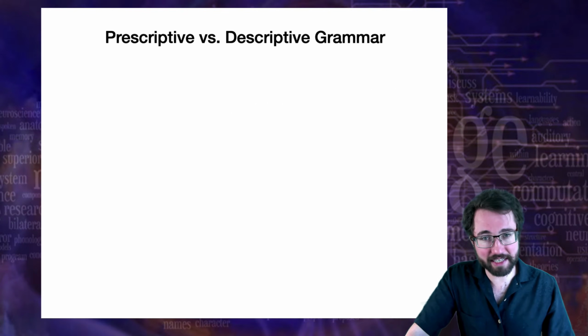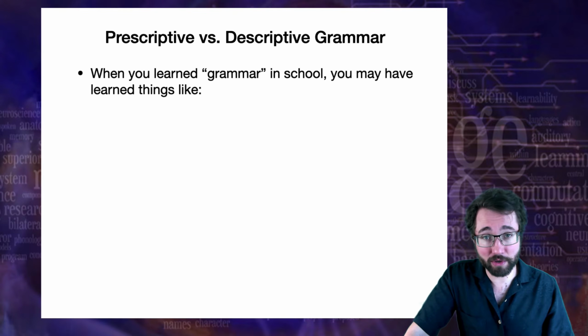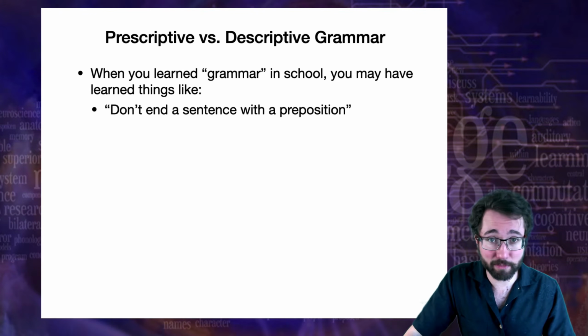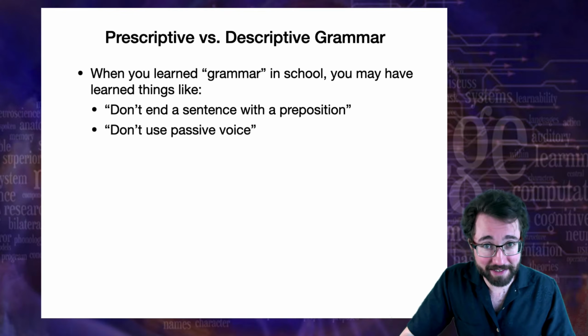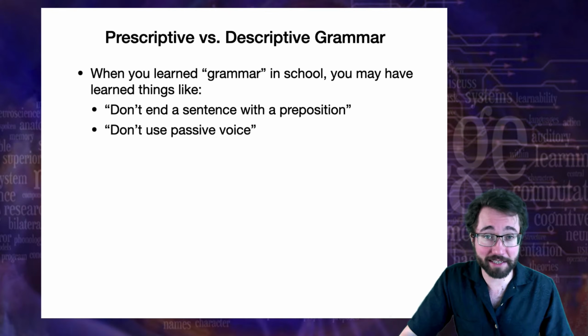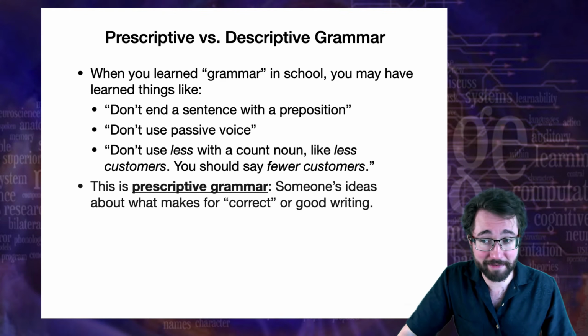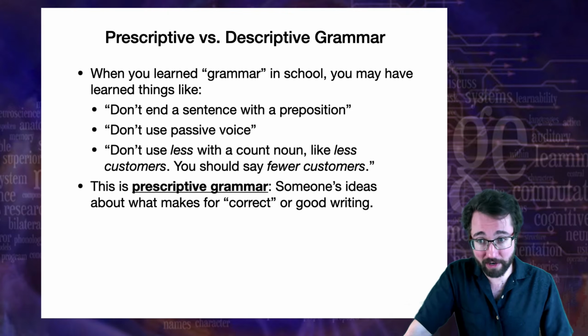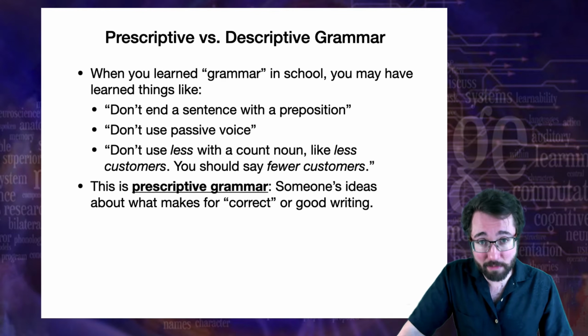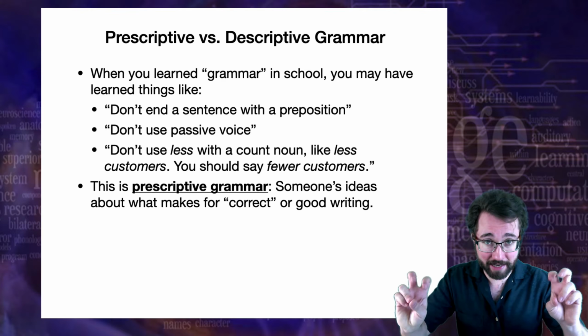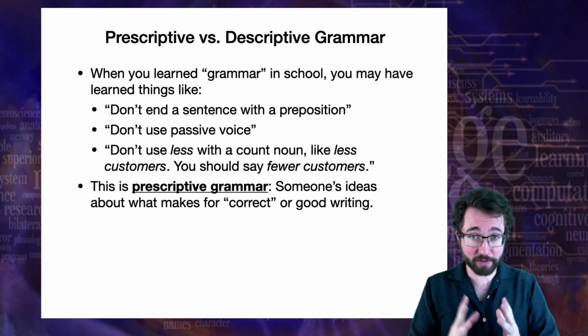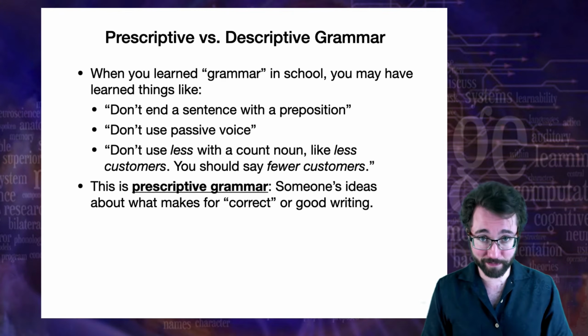Now I'd like to remind you of the distinction between prescriptive and descriptive grammar. When you learned what was called grammar in school, you might have learned things like don't end a sentence with a preposition, or don't use passive voice, these kinds of things you read in a book like Strunk and White. Or don't use the word less with a count noun, like less customers, you should say fewer customers. That is all prescriptive grammar. Prescriptive grammar is someone's ideas about what makes for correct or good writing. Prescriptive grammar is telling you what you should do.